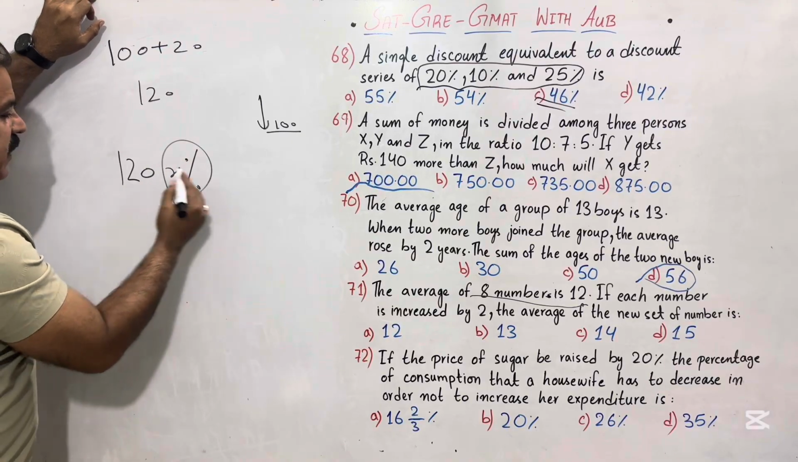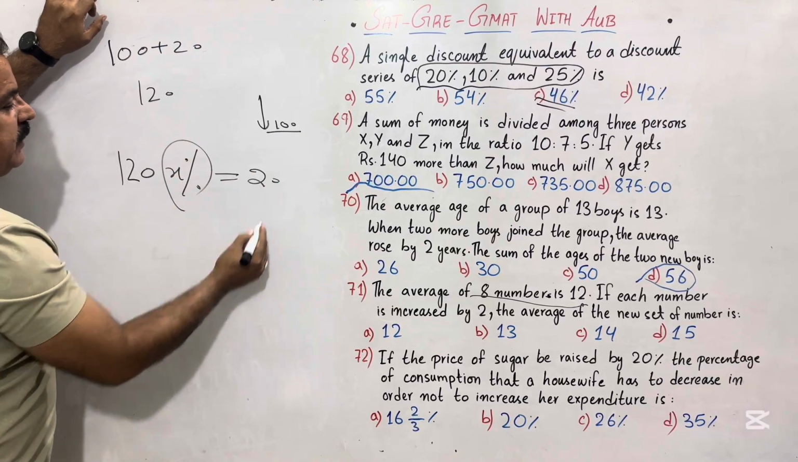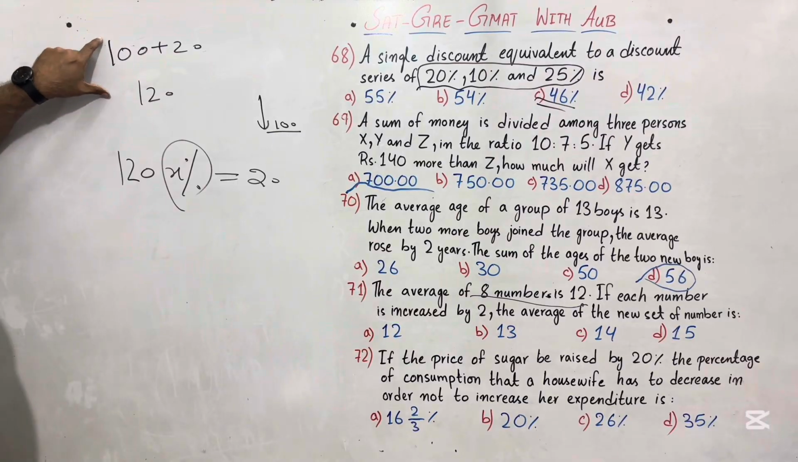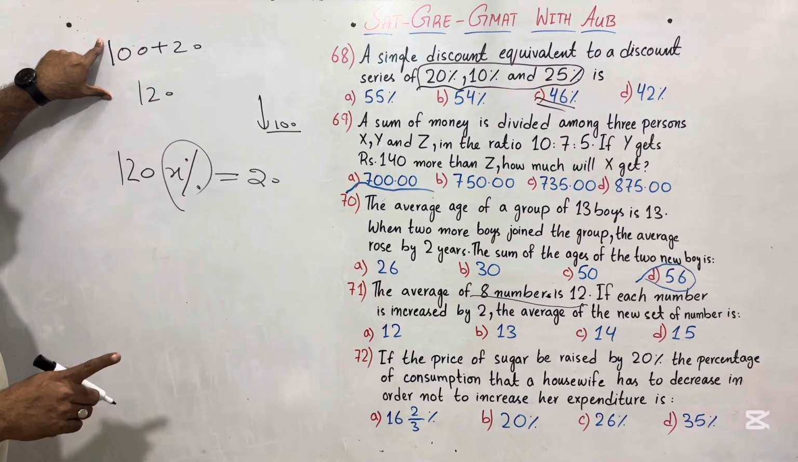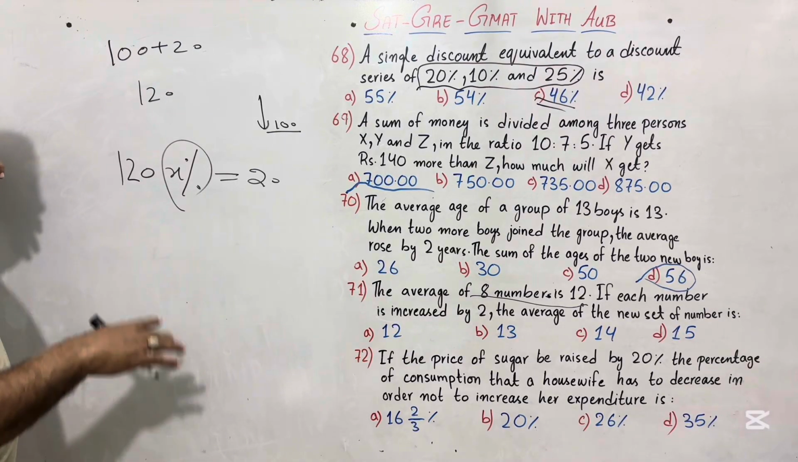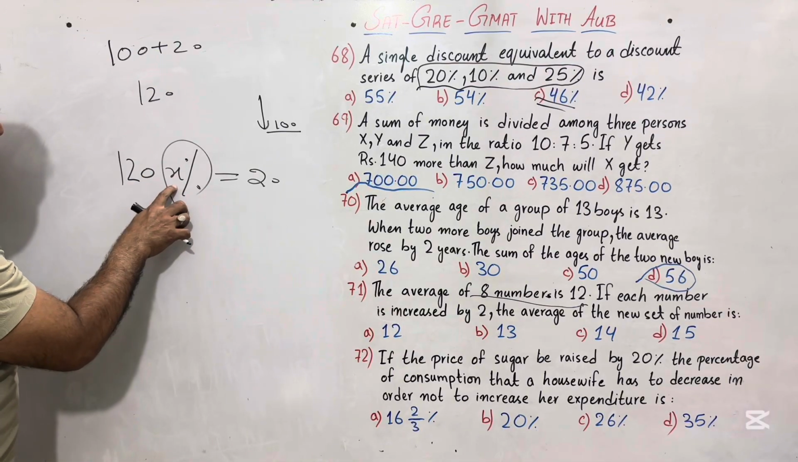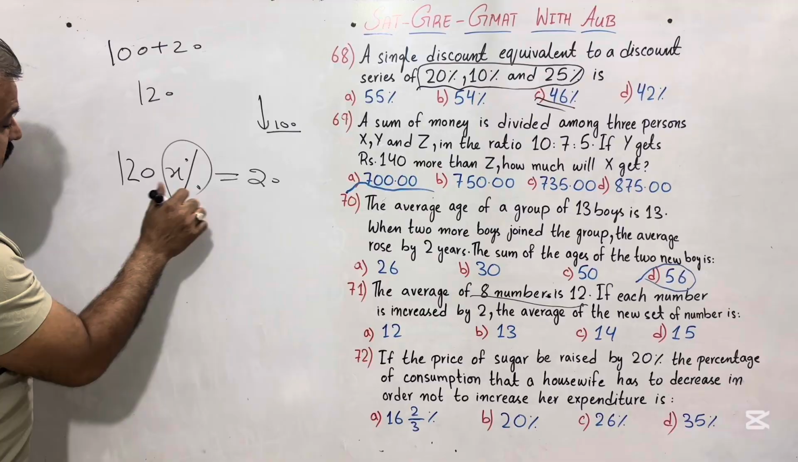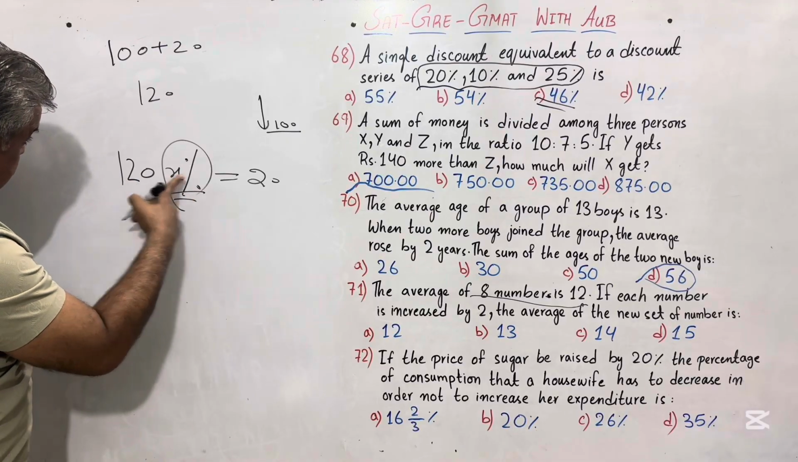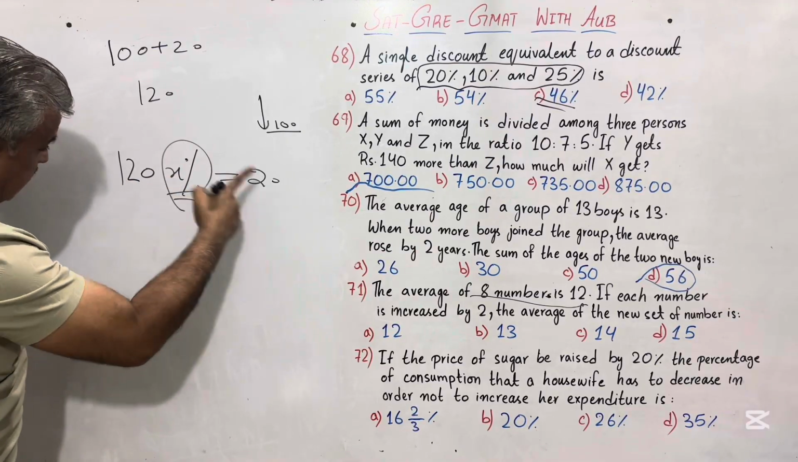Suppose X percent of 120 is 20. Why 20? Because the increase in the amount is 20%. Now we have to simply calculate what percent of 120 is 20, the figure 20, not the percentage, that we have to subtract from this 120.